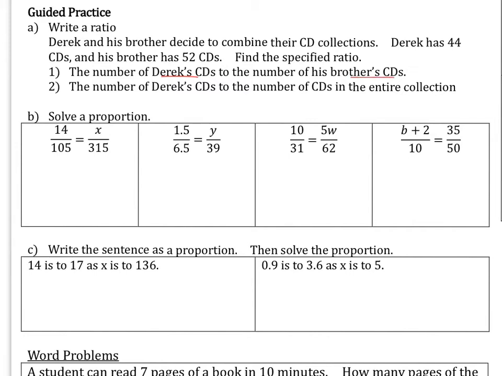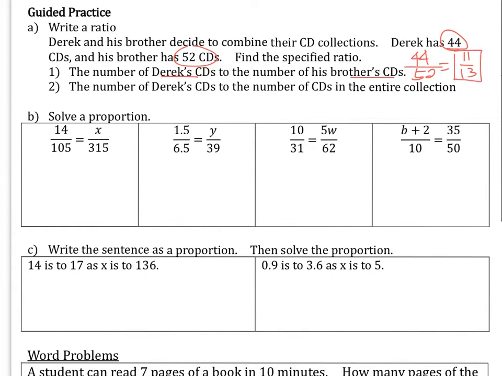So this is very simple. We just take 44 and put it over 52. And we can't leave our answer like this. We need to simplify. So this would be 11 over 13.